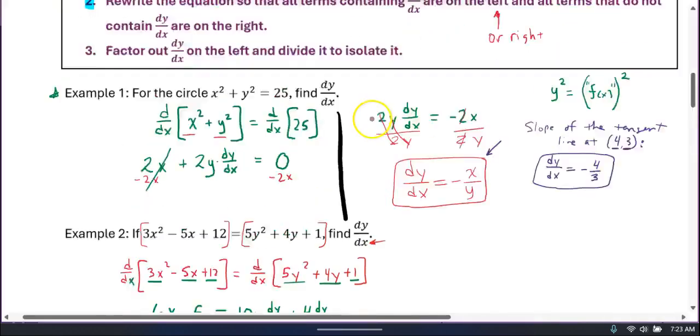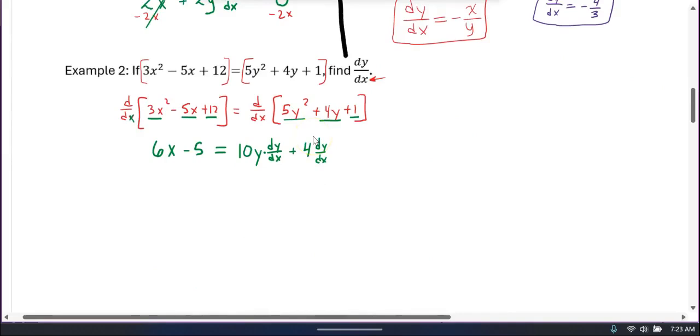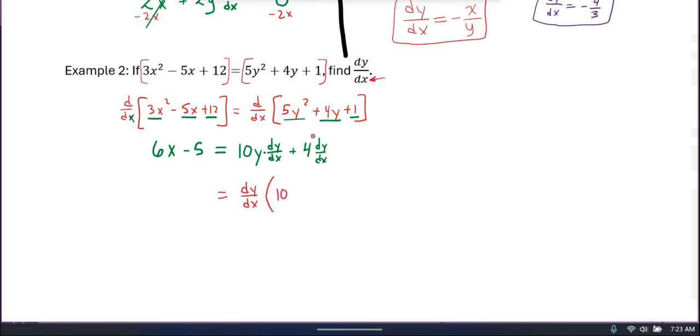Now, up in my steps here above that I got from the book, it said rewrite the equation so that all the terms of dy/dx are on the left, but this time I'm going to do the right, and the reason is, well, they're already on the right. Why work too hard? And so let's factor out dy/dx on the right hand side from each term. We'd have 10y plus 4. That way we're rewriting the expression where we only have one dy/dx floating around. And then the last step is divide by that expression, 10y plus 4, on both sides, and you will have it. And so let's rewrite this final answer.